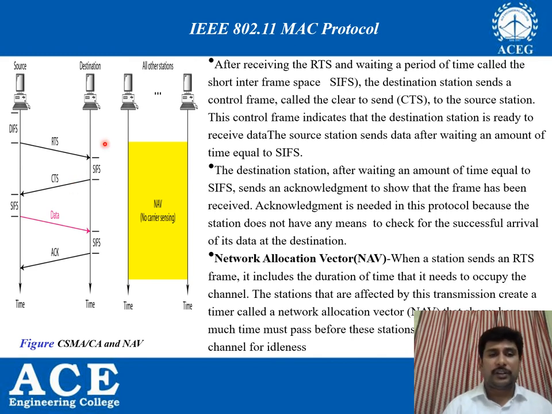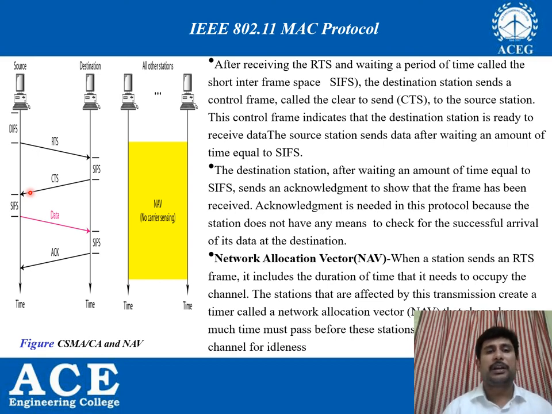So first, after using a persistent strategy, we have discussed that the source will find the channel idle and wait for a time called distributed interframe space. After that, it will send a request to send to the receiver. The receiver, after receiving the request to send, will wait for a small interval called short interframe space and then send the clear to send command.